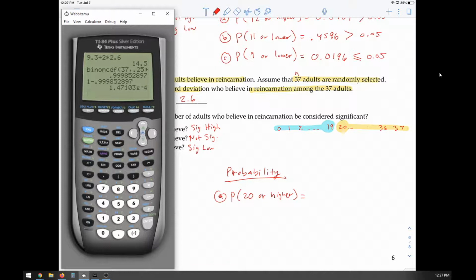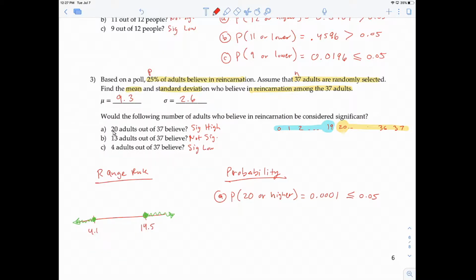And the result is approximately 0.000301. I'm rounding to 4 decimal places. All right, and definitely this is less than or equal to 0.05, which means using the probability, we also get that it's significantly high. We know that it's significant. Why is it significantly high? Because 20 is more than what we expect to get.